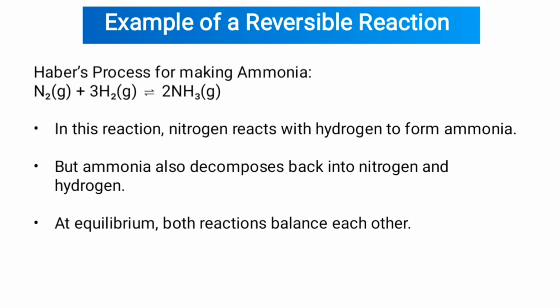Nitrogen gas plus hydrogen gas gives ammonia gas, and the ammonia will start, after some time, a backward reaction to hydrogen gas and nitrogen gas. So, my dear student, in this reaction nitrogen reacts with hydrogen to form ammonia, but ammonia also decomposes back into nitrogen and hydrogen. At equilibrium, both reactions balance each other.